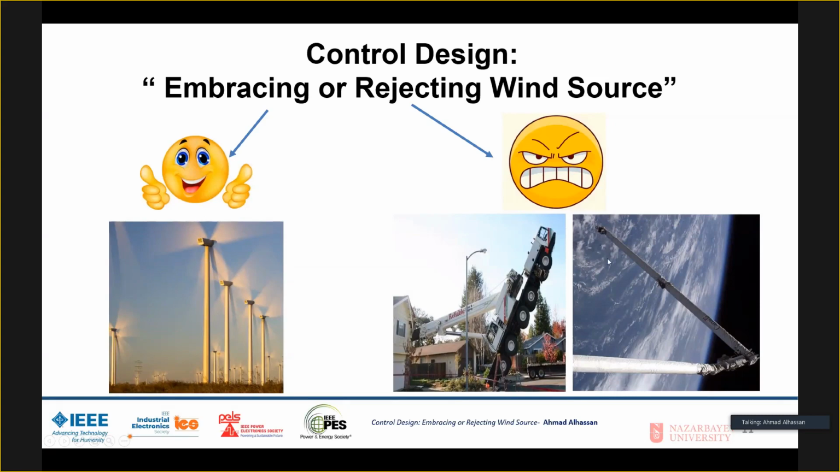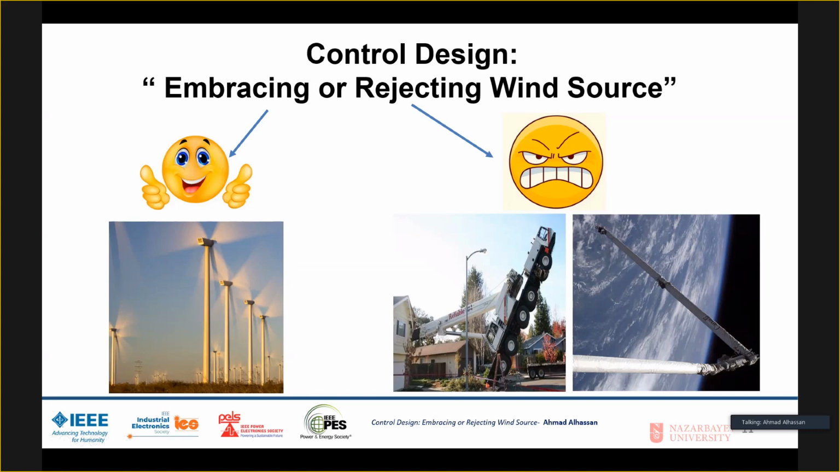We need it. But in a place like this, where our systems like the cranes and the flexible manipulators are outdoors, we don't want this wind because it will have a devastating effect. So here we want to reject it. So now we have two topics to discuss.